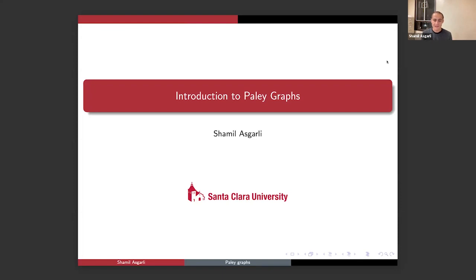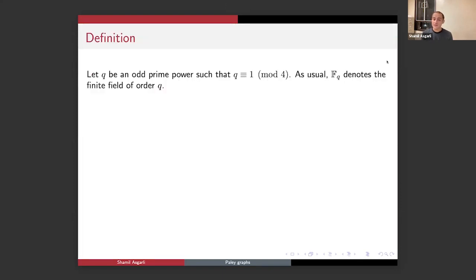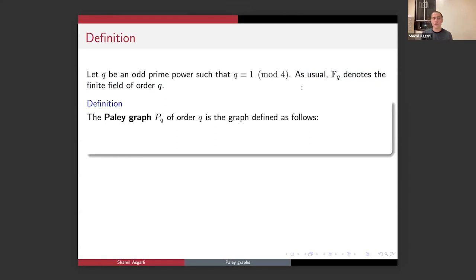Okay, so let's go ahead and get started. We're going to start by defining Paley graphs. Let Q be an odd prime power such that Q is equal to 1 modulo 4. And as usual, F_Q is going to denote the finite field of order Q. Then we define the Paley graph P_Q, which will have Q elements, as follows. The Paley graph of order Q is the graph whose vertices are the elements of the finite field F_Q. And we write a plus here just to emphasize that we are viewing F_Q as an abelian group under addition.